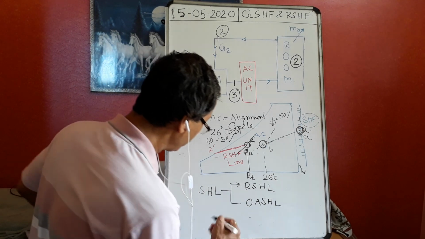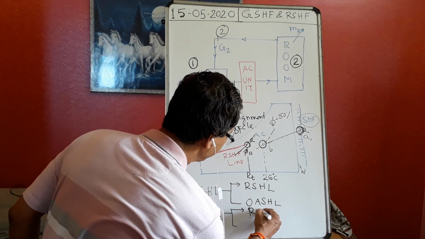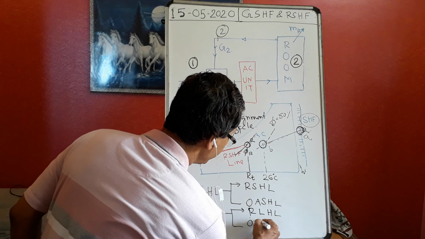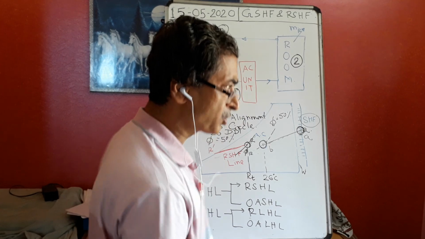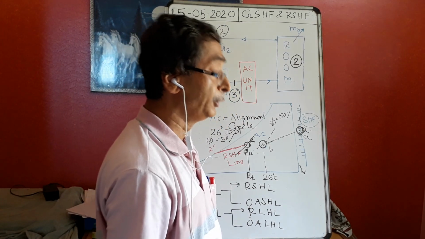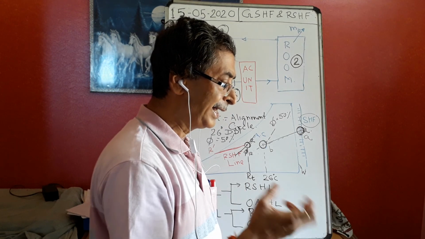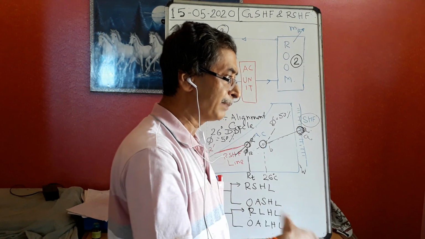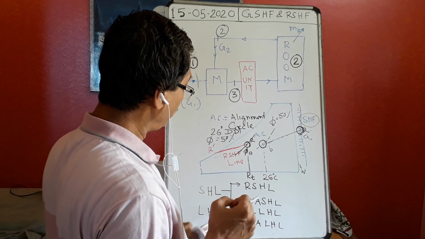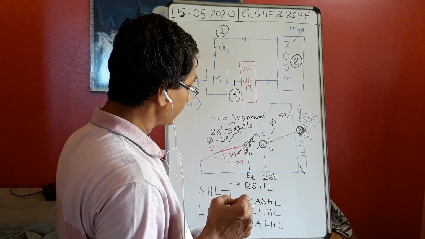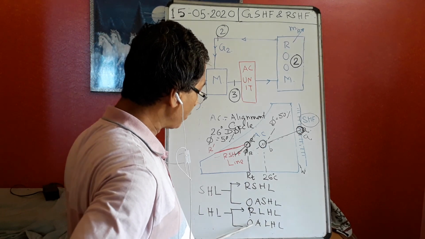Similarly, latent heat load can also be divided into two parts: the room latent heat load and the outside air latent heat load. This is also similar, because the outside air which is entering inside the room due to infiltration, due to frequent opening of the doors, also contains some amount of moisture. That moisture will vaporize and go to the air. So sensible heat load is of two types: room sensible heat load and outside air sensible heat load. Similarly, latent heat load is also two types: room latent heat load and outside air latent heat load.